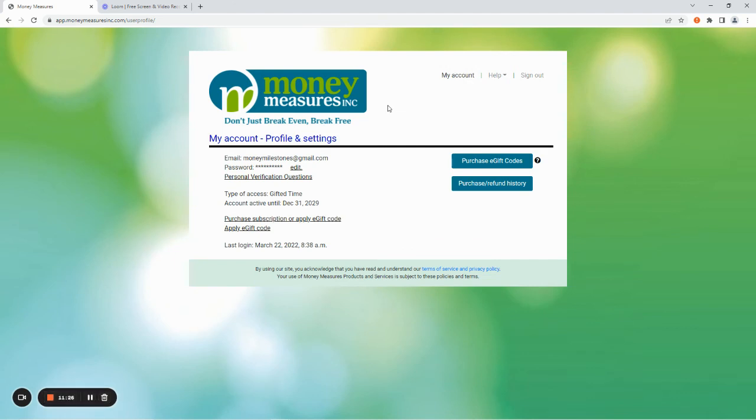and my account. This is a screen you see early on after you've created an account. So what you're looking at, the email address that you created the account under. If you want to change the password, this is where you can do it. Your personal verification questions, the type of access. This one's showing gifted time. If you're operating within the 30-day free trial period, that's what it would show here. And then it shows what your expiry date is. If you have been sent an e-gift code to apply to your account to extend your expiry date, then you can do that from here.